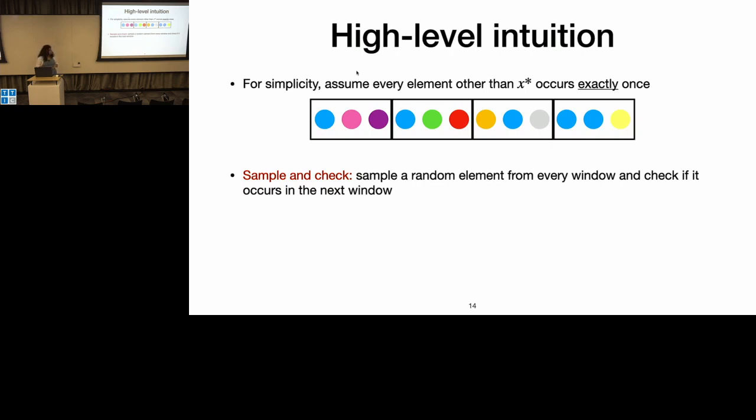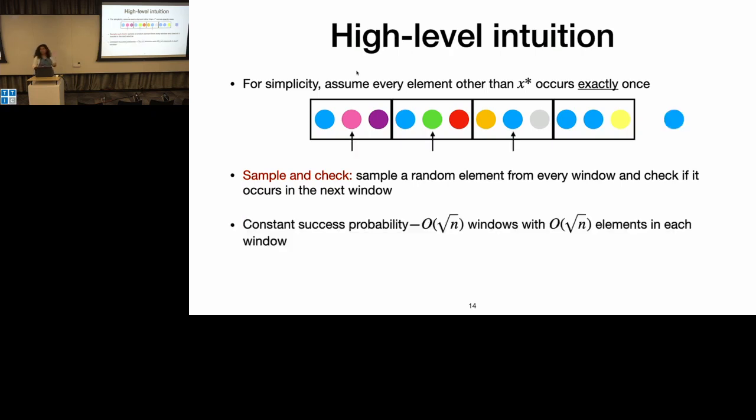Why would we get a constant success probability here? Anyhow, first of all, you can only ever output the heavy hitter, because by assumption everybody else occurs just once. So if you sample them, they're not going to be present in the subsequent window. But why would we output the heavy hitter, the blue element, with constant probability? Each window has square root of n elements, so the probability that you sample the heavy hitter is 1 over square root of n. You have square root of n many windows, so with constant probability you're going to sample the heavy hitter. Once the heavy hitter is sampled, of course you're going to output it because it's present in the next window.